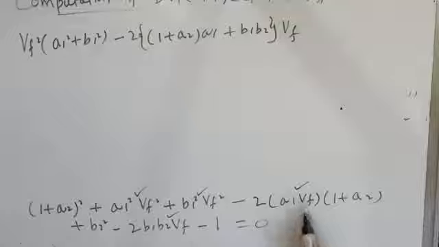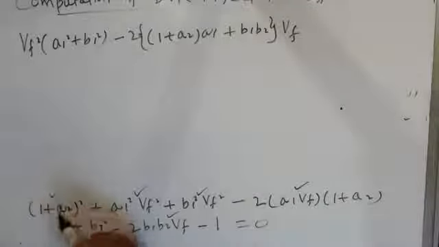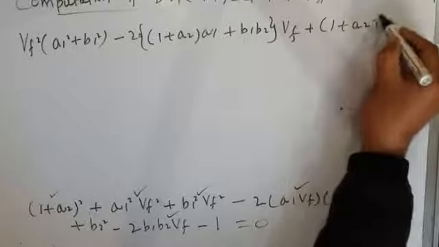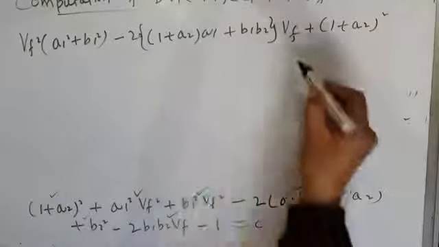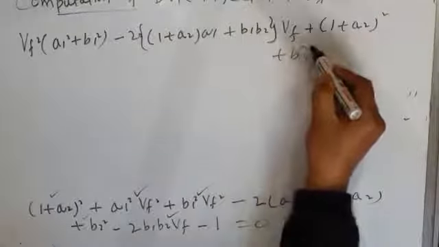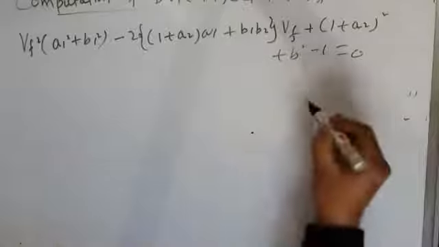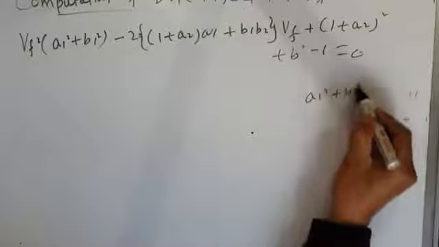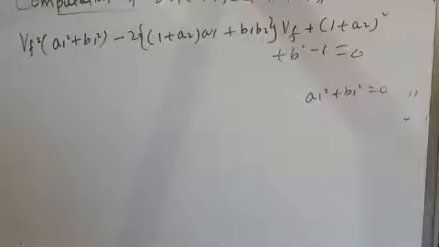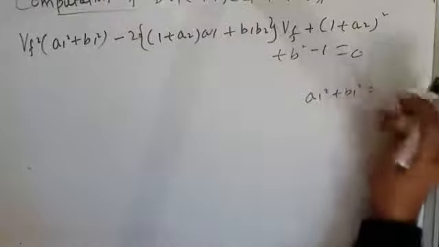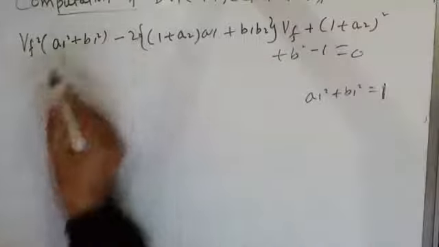After that, my constant terms are: plus (1 + A2) whole square, plus B2 square, minus 1 equal to 0. And by the way, what is A1 square plus B1 square? A1 square plus B1 square is equal to 1. You can see I defined A1 and B1 at the start. A1 square plus B1 square is equal to 1. Substitute that here.